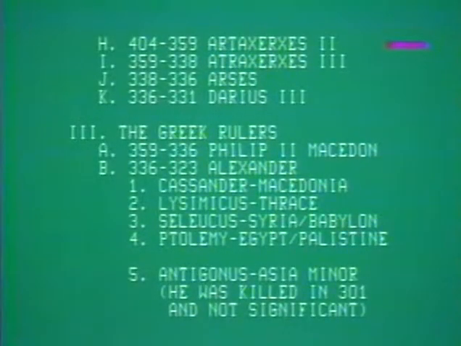Then we have from 424 to 404, Darius II. And then we have 404 to 359, Artaxerxes II. And 359 to 338, Artaxerxes III. And beyond that, I don't need to go. We're moving into the Greek period, Philip of Macedon and Alexander the Great, and then his death and the four generals. But that's another story. That's known as the interbiblical period. And we'll cover that in a special introduction at a different time. But today I want to do basically the post-exilic.